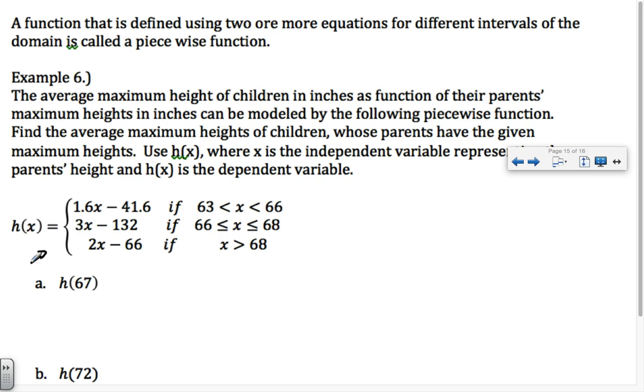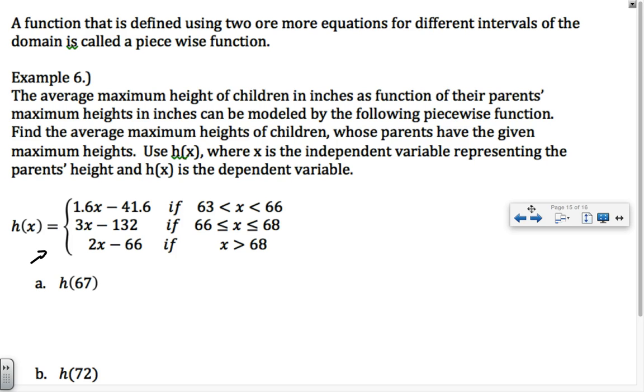So if I give you a situation which says the average maximum height of children in inches as a function of their parents' maximum height in inches can be modeled by the following piecewise function. Find the average maximum height of children whose parents have given maximum heights. Use h of x, where x is the independent variable representing the parent's height, and h of x is the dependent variable. I lost some of the question, sorry.